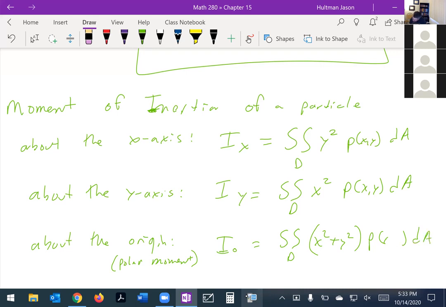You can see why it's the polar moment because this is r squared, which is actually r cubed. It's r cubed, not r squared. Why is it r cubed? Because if you change to polar coordinates, you're going to have an r dr d theta. You've got to have the extra r, okay? It's no laughing matter, r dr d theta.